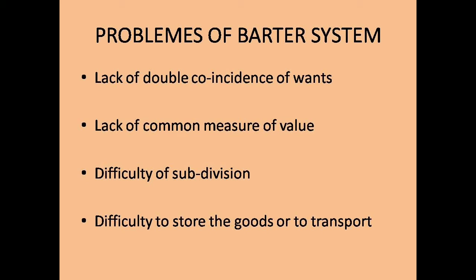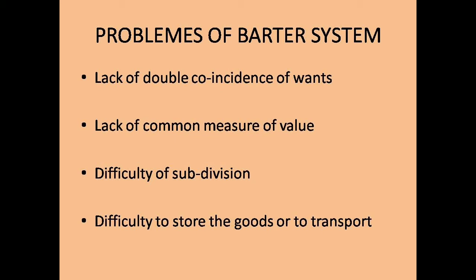Next problem faced is lack of common measure of value. It was very difficult to decide the quantity of one commodity to another. For example, for one cow, how many sheep, or for one measure of wheat, how many measures of jowar should be given? It was very difficult to divide anything.